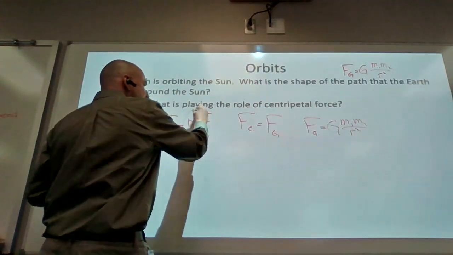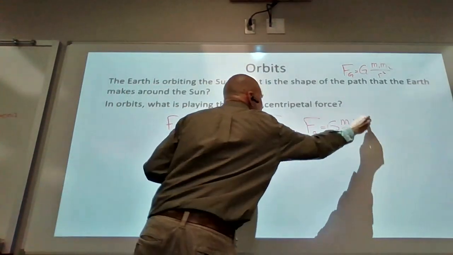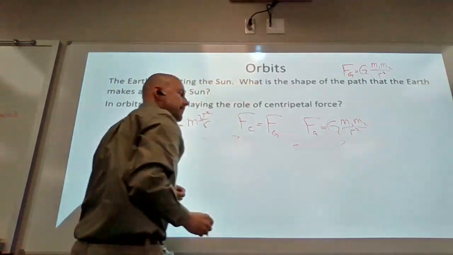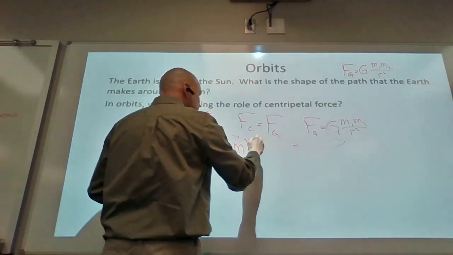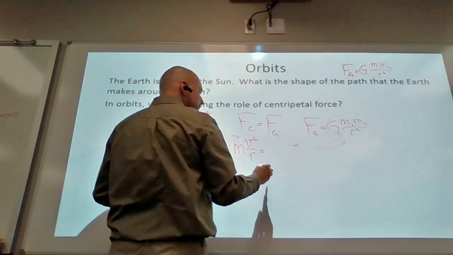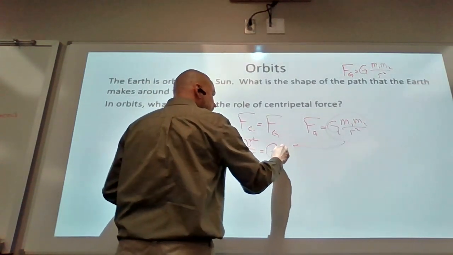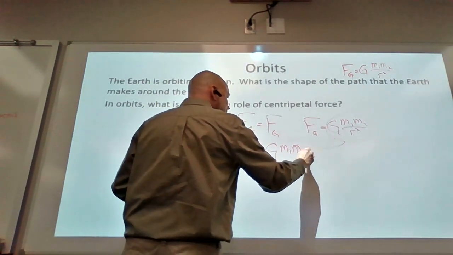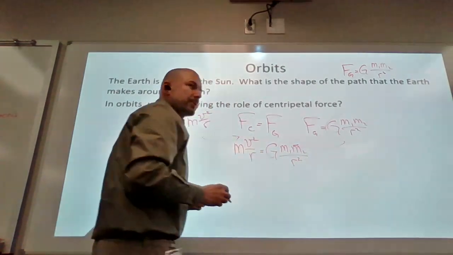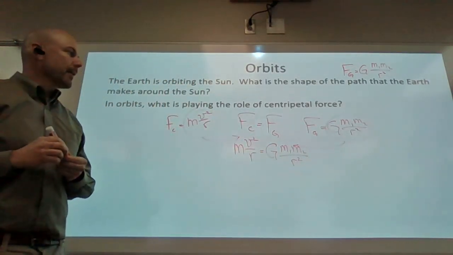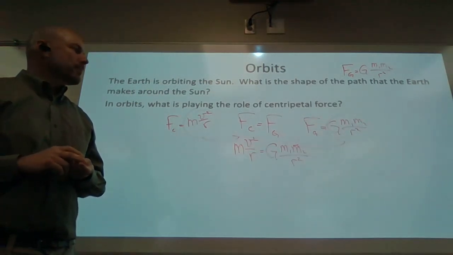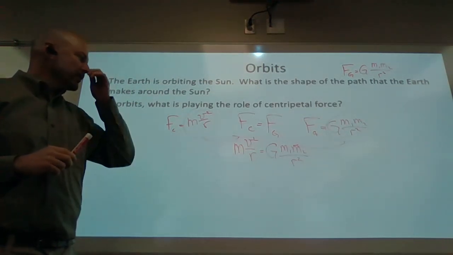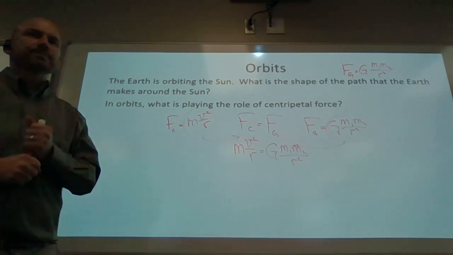And what we're going to do is substitute this in for there, substitute that in for there. So what we get is mass times speed squared over the radius is equal to G mass 1 mass 2 over r squared. Okay. So now figure out which variables simplify.